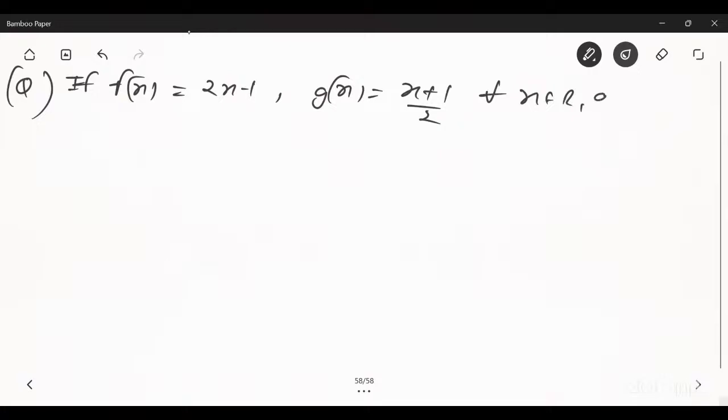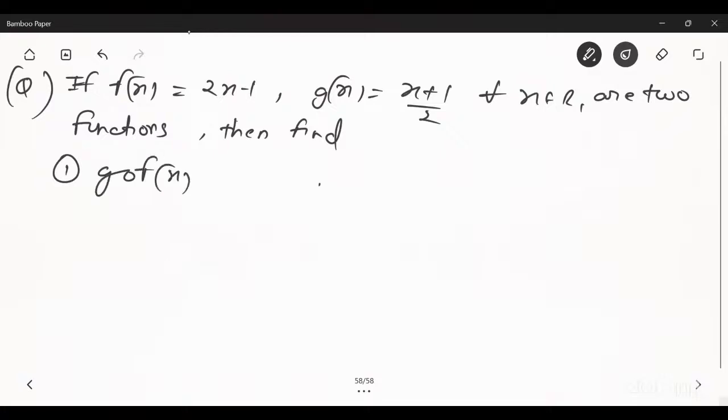Now next is, if f(x) equal to 2x minus 1, g(x) is equal to (x plus 1) by 2 for all x belongs to R, two functions, then find first g o f of x and second f o g of x.